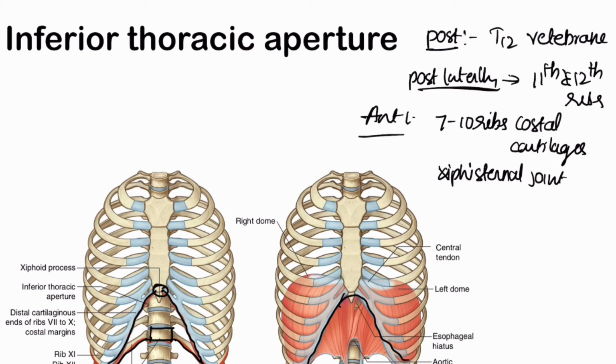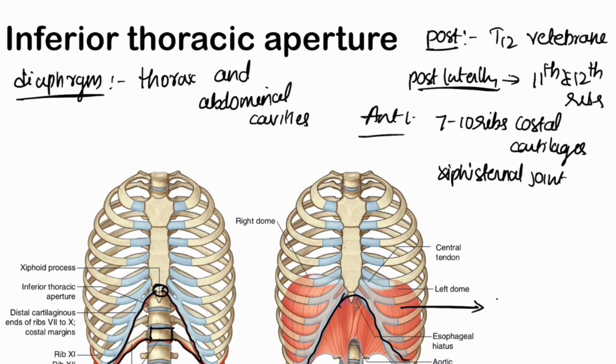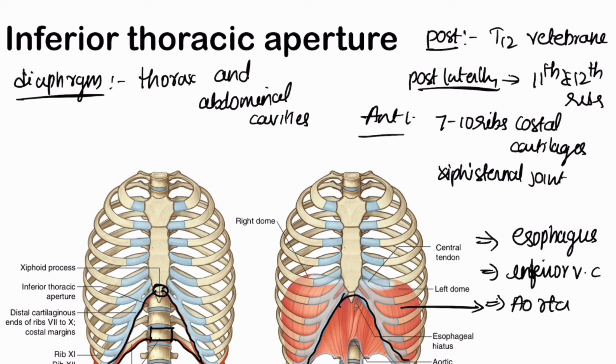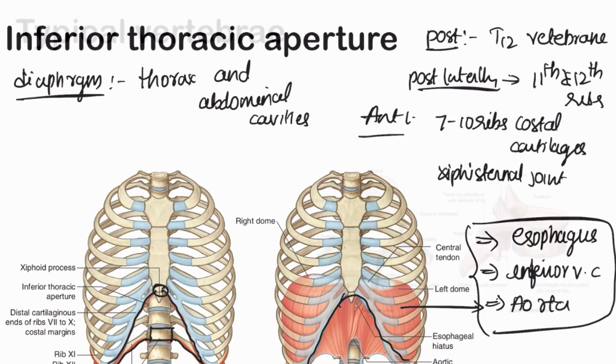This inferior thoracic aperture is closed by the diaphragm. As we see in the diagram here, this is the diaphragm. This closes the inferior thoracic aperture. This diaphragm separates thorax and abdominal cavities. Structures that pass through the diaphragm from thorax to the abdomen are esophagus, inferior vena cava, and the aorta. All these three structures pass to the abdomen through the diaphragm. And that's all about the inferior thoracic aperture.